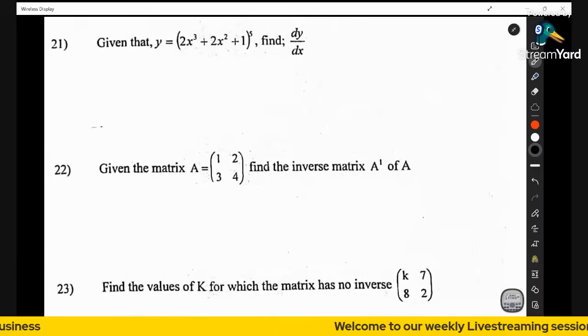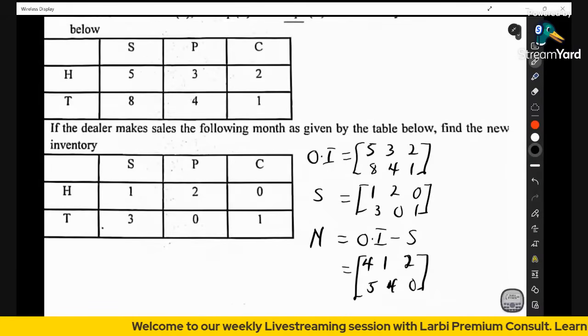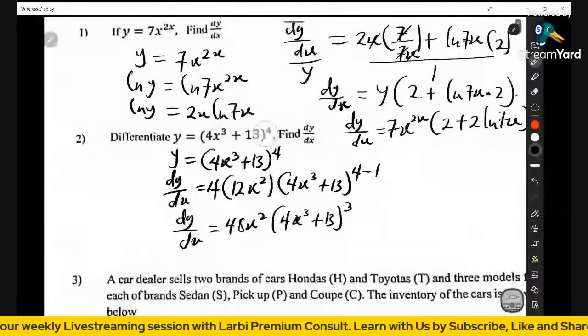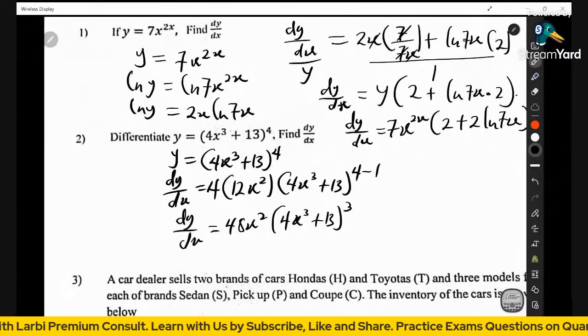Can I take you there? This is question number 2. So the same approach we're going to use. We bring the 4 down, we differentiate the terms in the bracket, and after that we repeat the whole function and then subtract 1 from the power. That's what we're going to do.